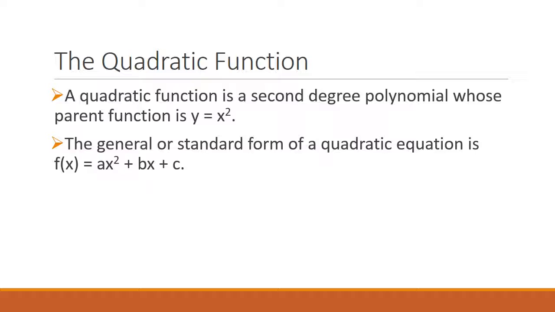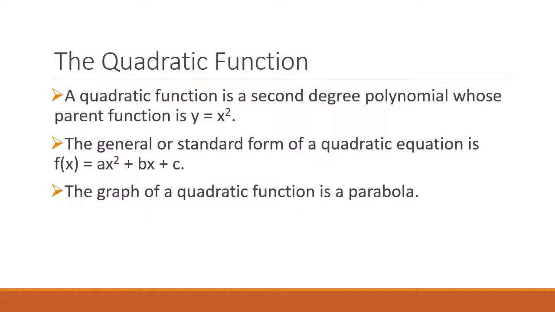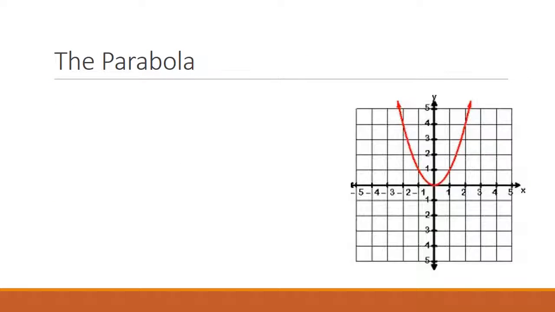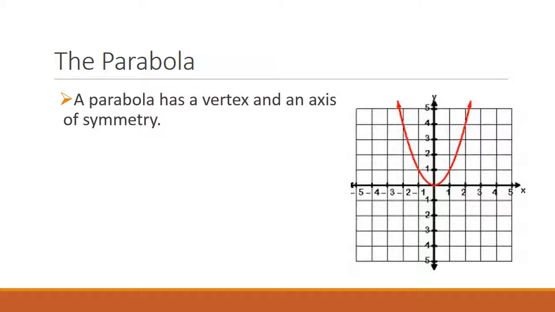The general or standard form of the equation is f of x equals ax squared plus bx plus c, where a, b, and c are real numbers, rational numbers. The graph of a quadratic function is a parabola. And here's the parabola. It has a vertex and it has an axis of symmetry.